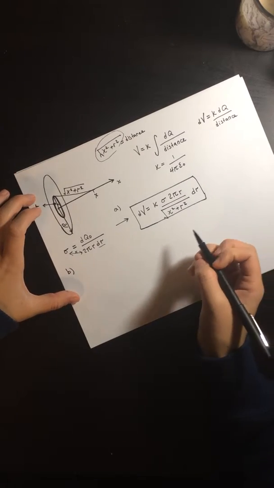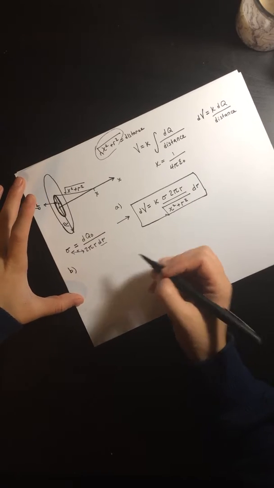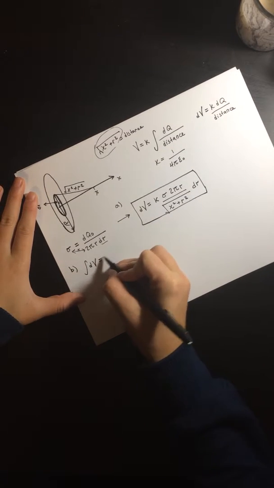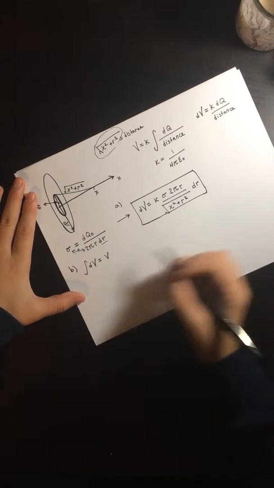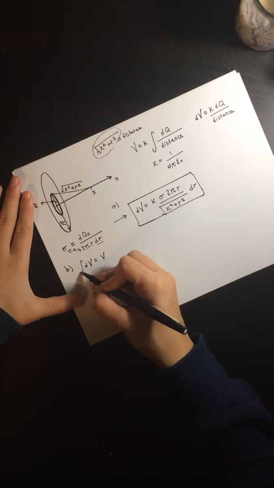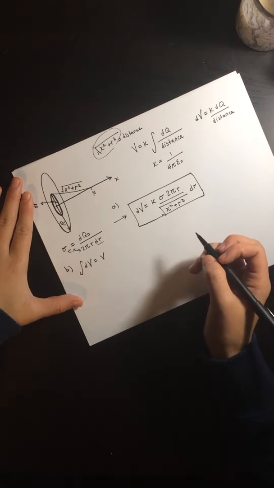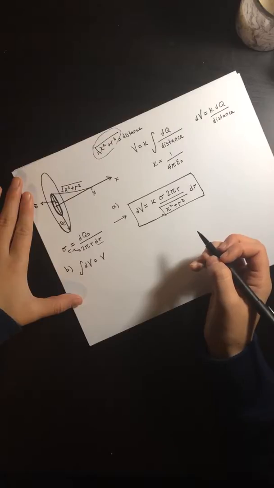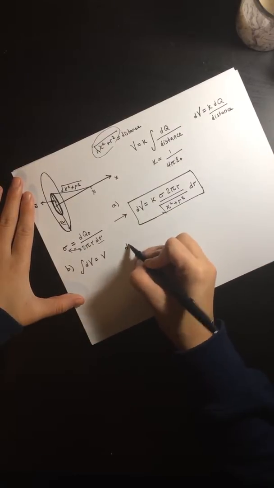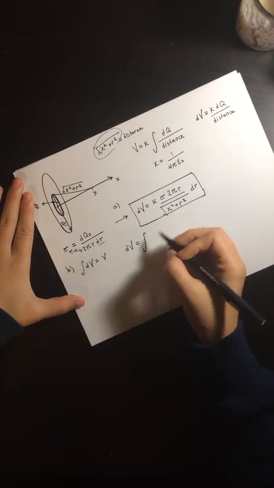Part B asks us to find the potential V along the x-axis due to the entire disk. So we're just going to find the integral of dV, right? Because the integral of dV is going to be V. That's basic calculus. So what we're going to do is we're going to take the integral of this.